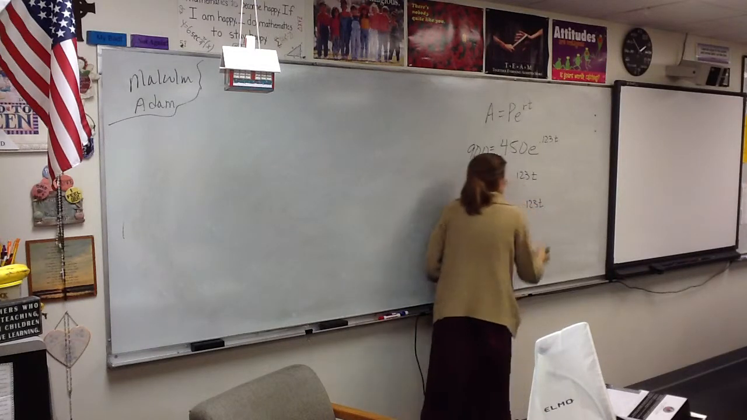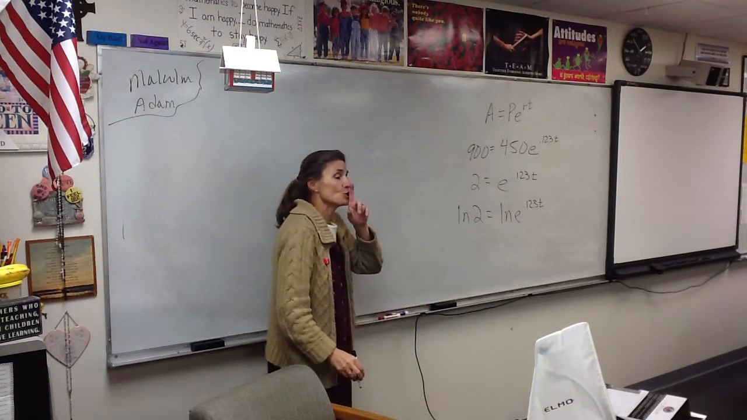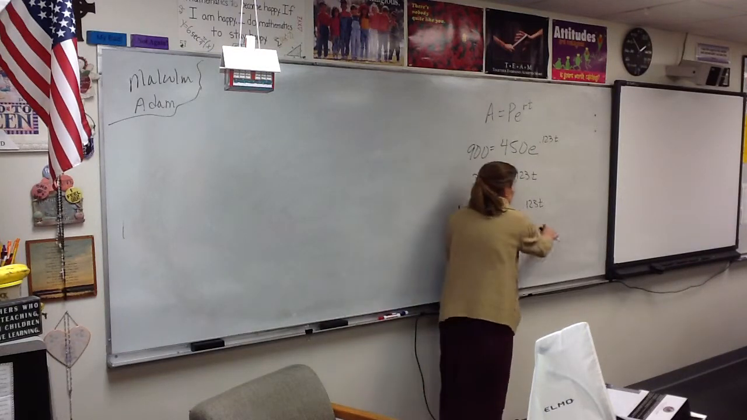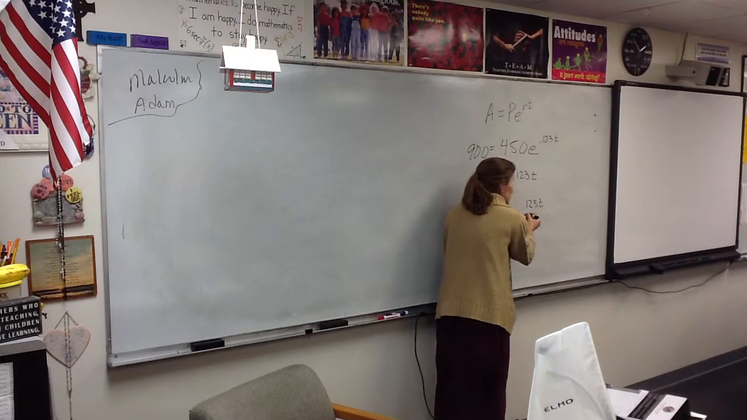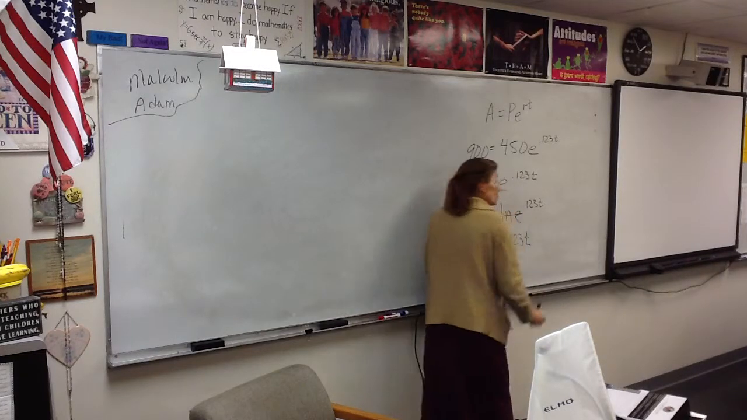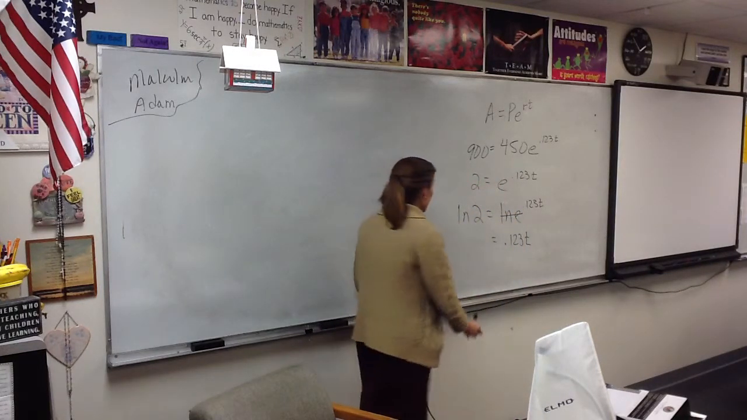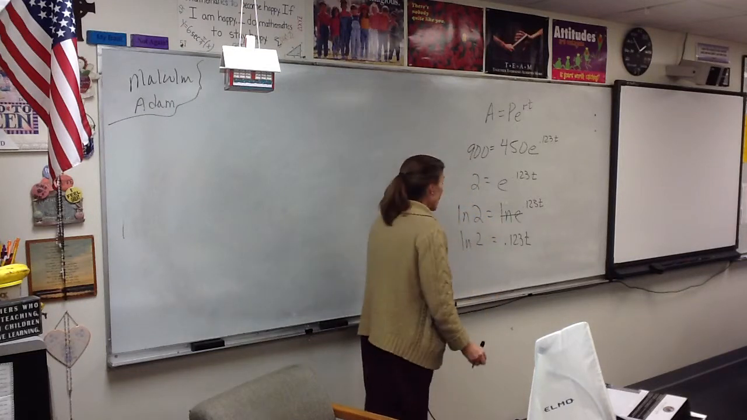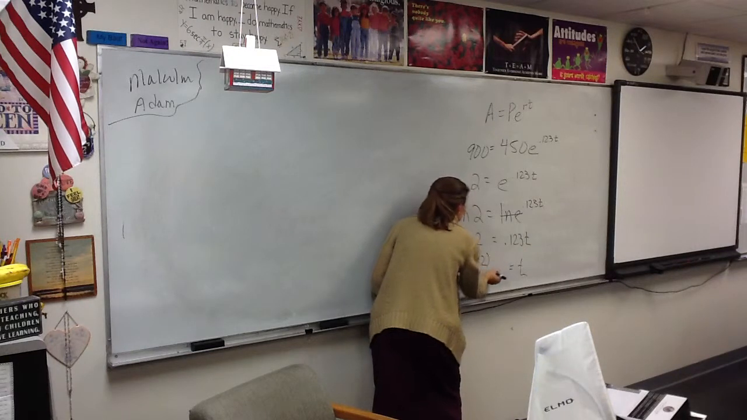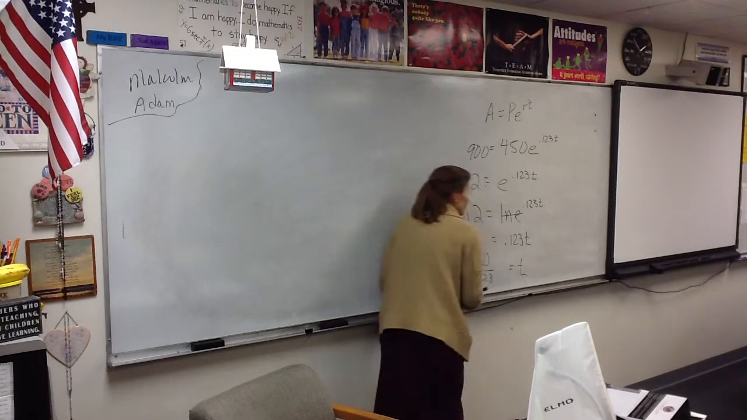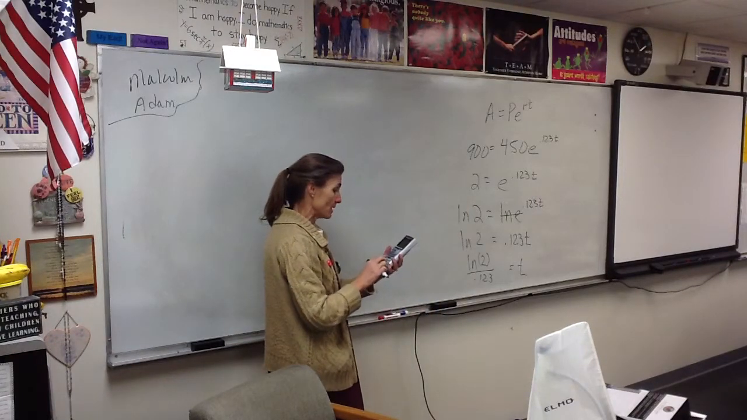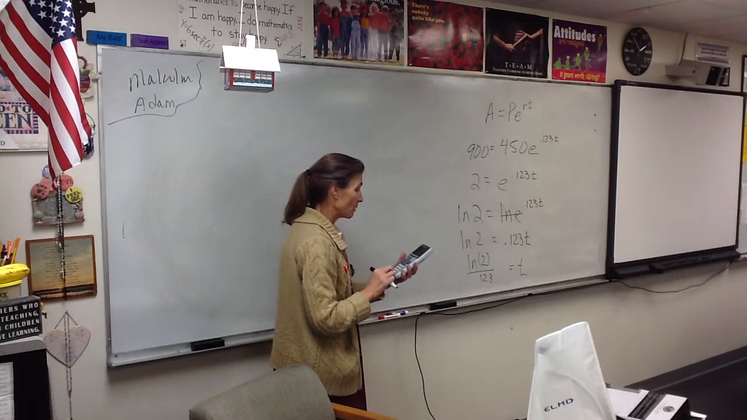So 0.123. Now, remember, this is a quiz question. This right here is a quiz question. What happens to L and E? They cancel. So this side is just 0.123t, and this side is still ln2. Now I want to know what t equals, so I'll take ln2 and divide that by 0.123. Make sure you close your parentheses when you ln2 divided by 0.123.